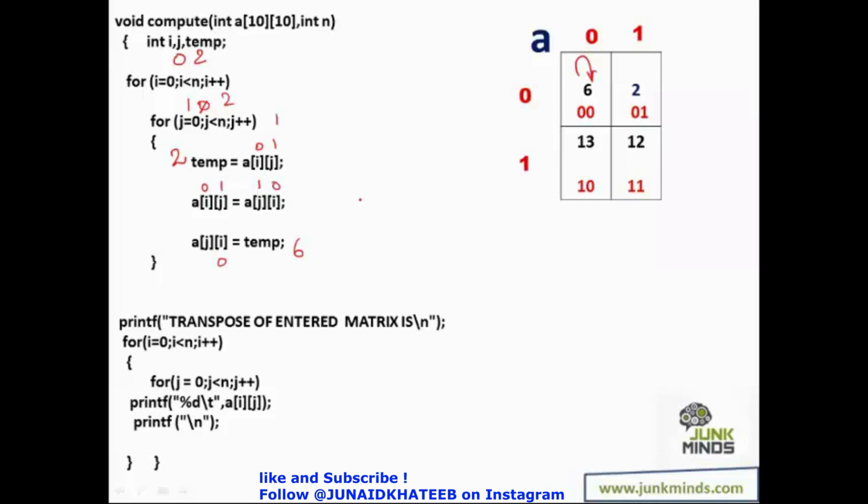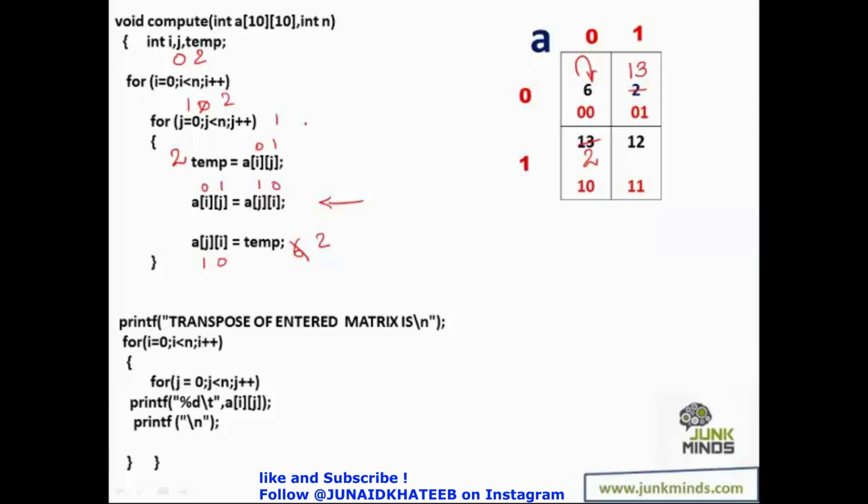Now observe this. Now look at this statement. The value of A[1][0] will get copied to A[0][1]. What is the value of A[1][0]? 13. It gets copied here. So 13 has overwritten this 2. And then the value in temp, which was 2, will go to A[1][0]. So that 2 came here. So what did we do? First we kept 2 in temp, then copied the value of A[1][0] to A[0][1], and from temp copied to A[1][0]. So this is how I've swapped the values, right?